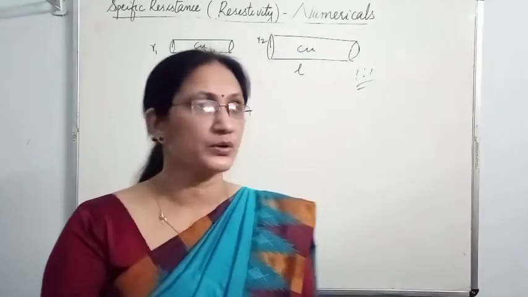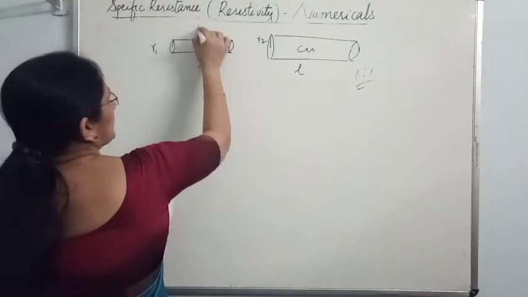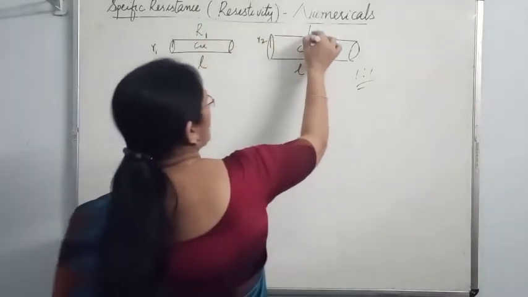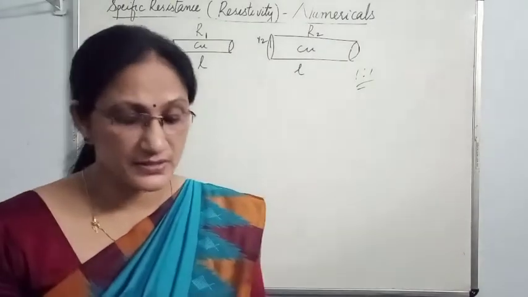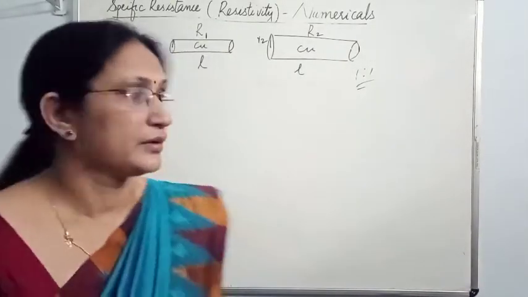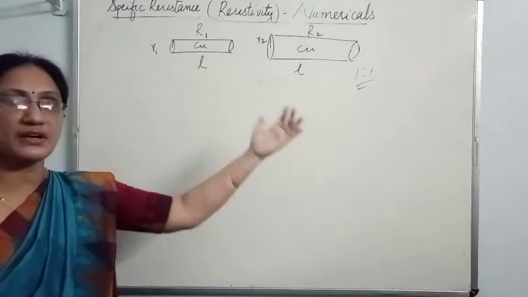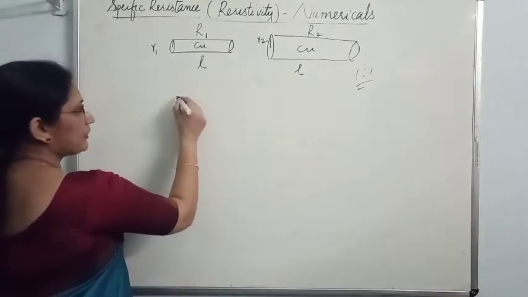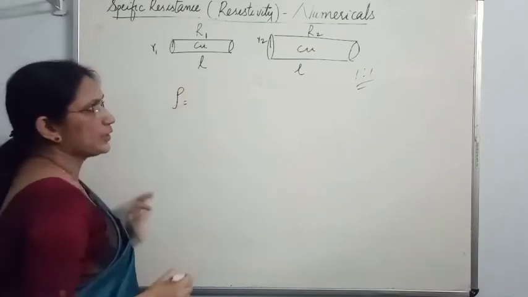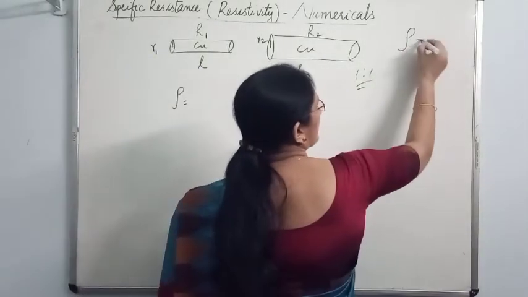How will you find out the resistance ratio? Let the resistance of the first wire be R1 and the second wire be R2. You are asked to find out the resistance ratio. Again the same concept, rho will be the same for both the pieces. Make a formula for rho of the first wire. Rho is equal to RA by L.